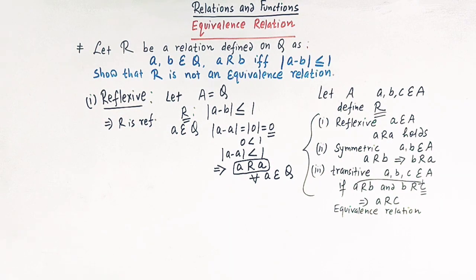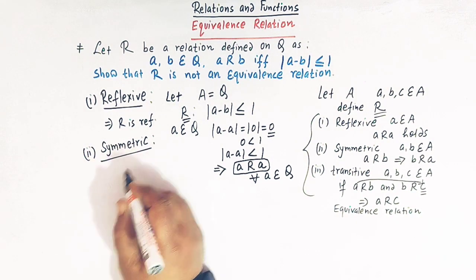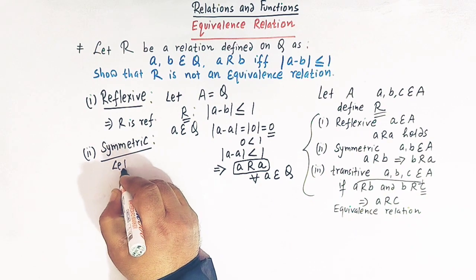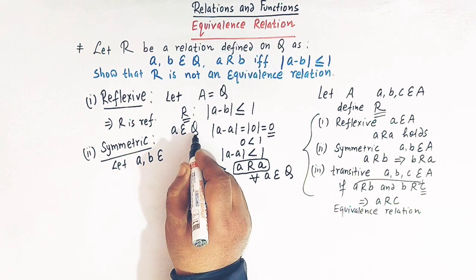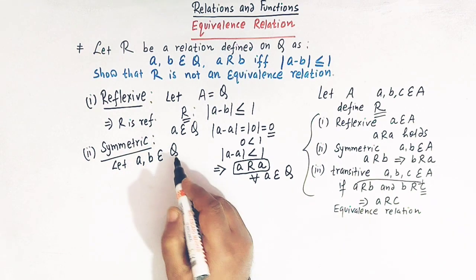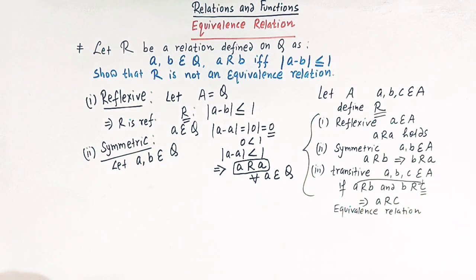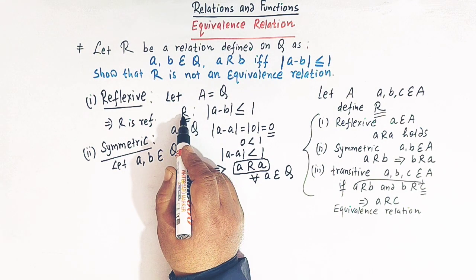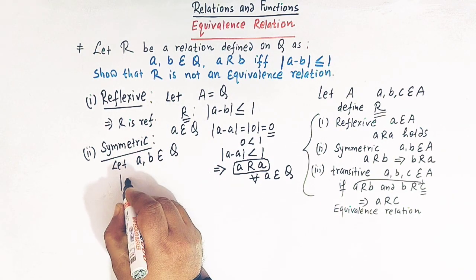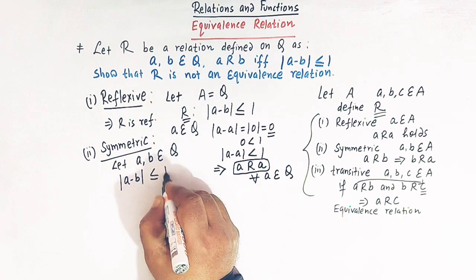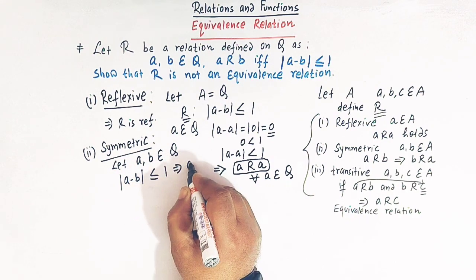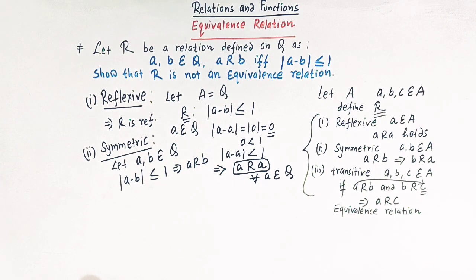Now let us consider the symmetric relation. To consider a symmetric relation, let us consider two rational numbers, A and B, belonging to the set of rational numbers. Now this relation R is defined as mod of A minus B is less than or equal to 1. So it implies that A is related to B.